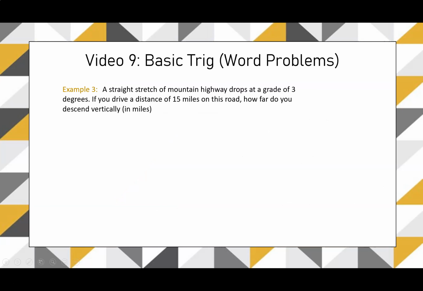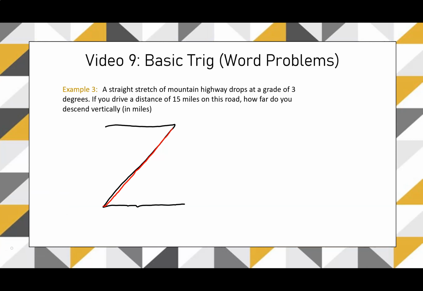All right, let's take a look at example 3. So example 3 says a straight stretch of mountain highway drops at a grade of 3 degrees. If you drive a distance of 15 miles on that road, how far do you descend vertically in miles? What letter do we write? A Z. So our mountain highway is this right here. Okay, and it drops, do that again, it drops at 3 degrees.